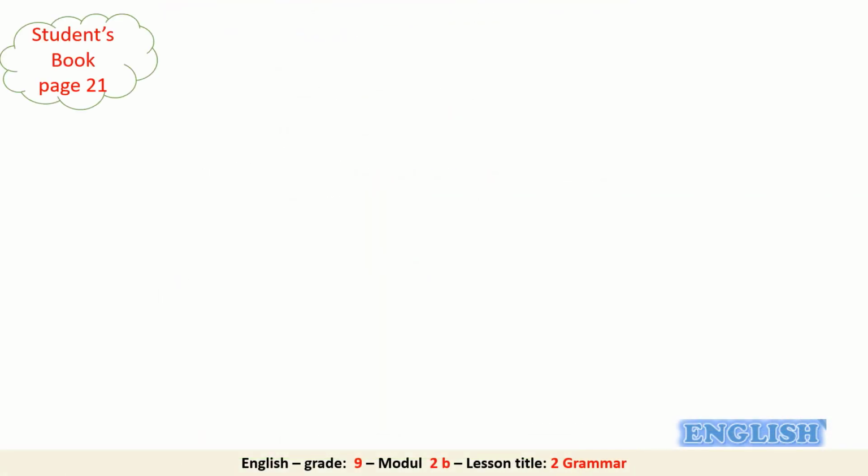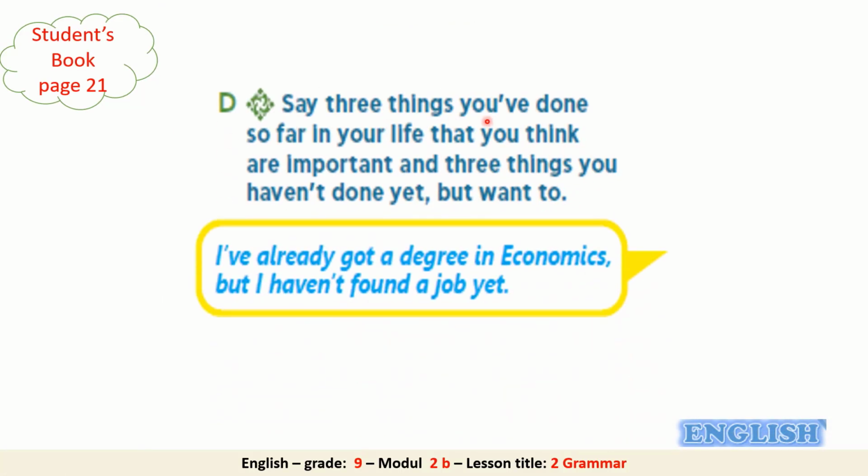And now students book page 21. Say 3 things you've done so far in your life that you think are important, and 3 things you haven't done yet but want to. So what you are going to do is to make 3 sentences saying things that you have already done in your life and things that you haven't done yet but you want to. For example, I've already got a degree in economics, but I haven't found a job yet. Now it's your turn to make similar sentences. Go ahead.